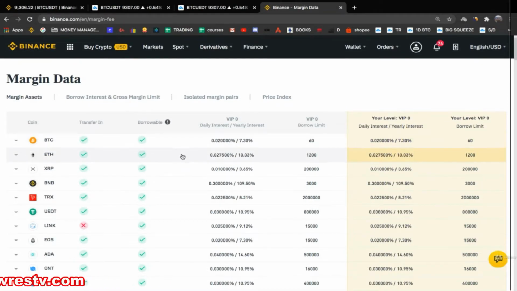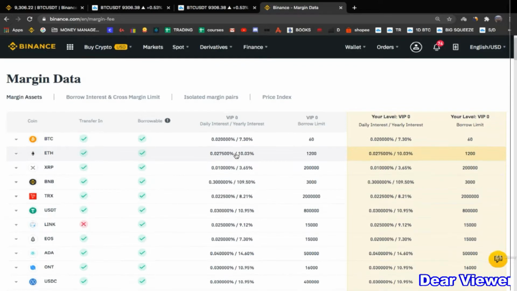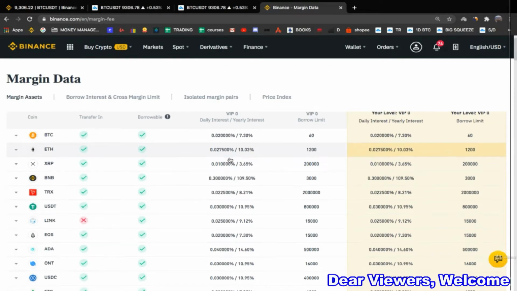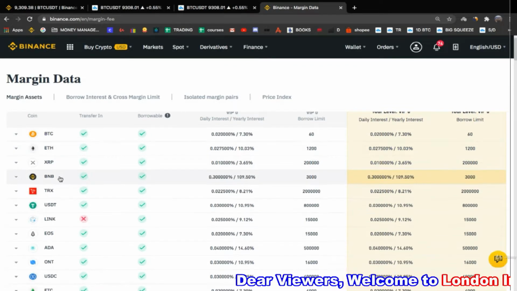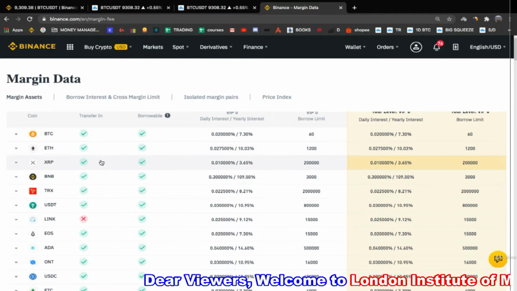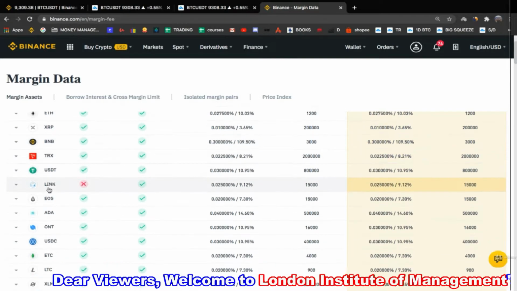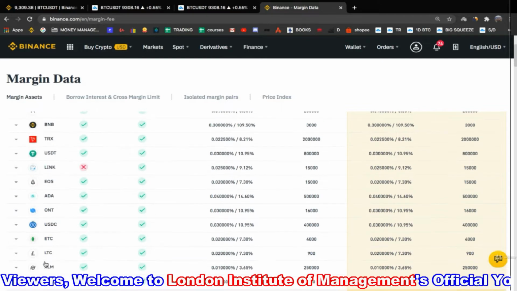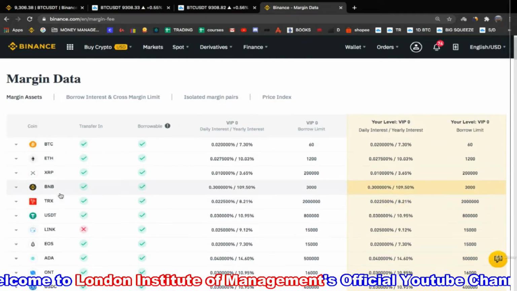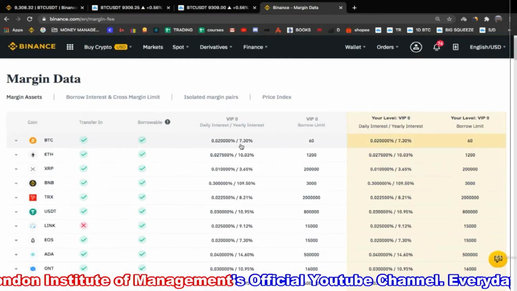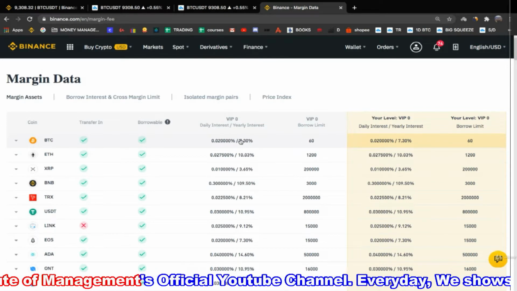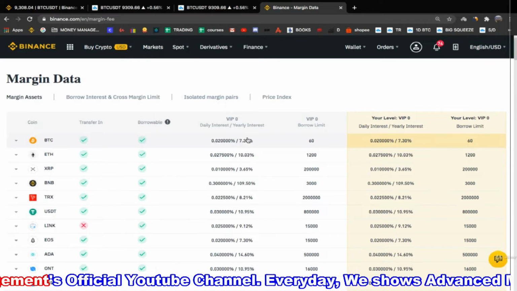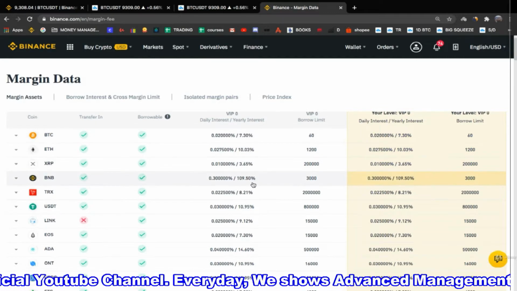Hello guys, in this video I'm going to talk about the margin trading fees that you are going to be paying when you borrow assets. This is very important to know. Here are the assets that are available for margin trading and that you will be able to borrow to margin trade. Here, as you can see, is the interest. This is a yearly interest, so you can have an idea.